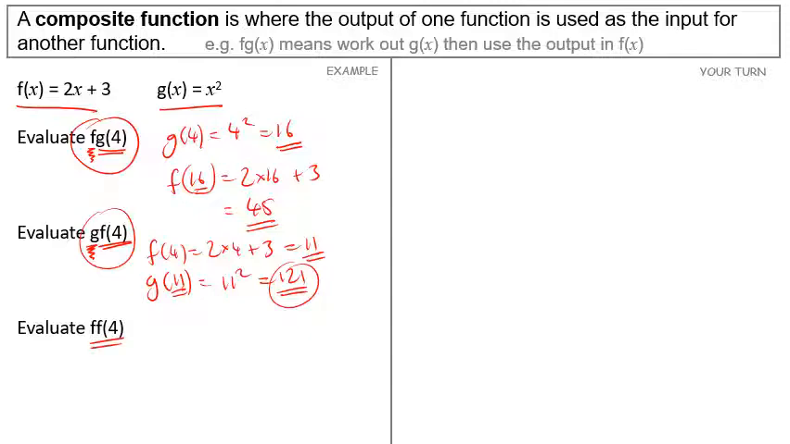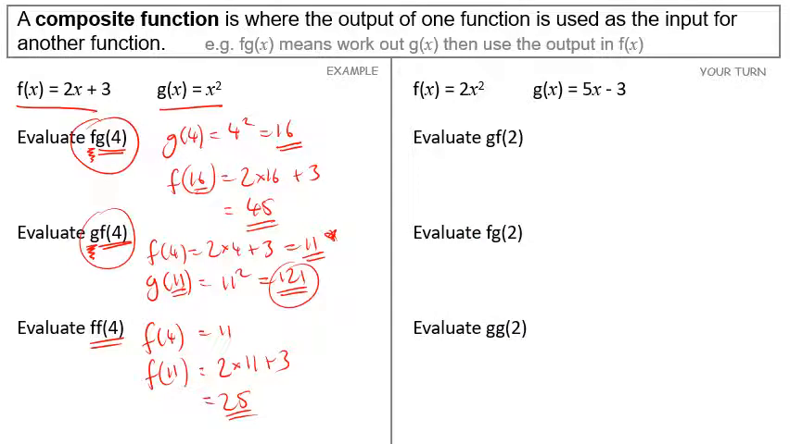Now we can use the same function twice. So here we've got f of 4 to start off with, which we've already done up here. We know that's 11. Then we're going to use that output as the input. So we've got 2 times 11 plus 3 gives us 25.